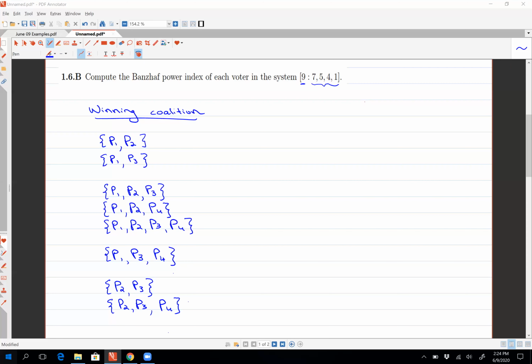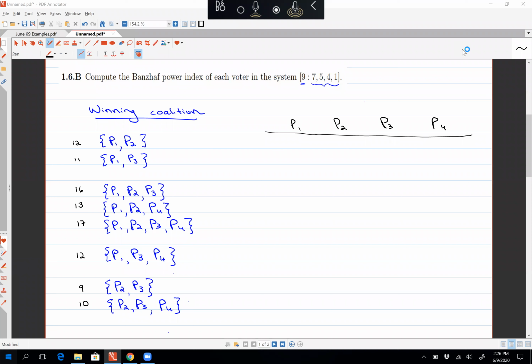And now we want to determine in each of these, if we list out the voters, P1, P2, P3, P4, whether they are critical in each coalition. So I'm going to sum up all the weights here. 1 and 2 together have 12 votes. 1 and 3 together have 11. And I'm just going to hit pause here for a minute and fill out all the vote totals. Okay, so you'll see the totals on the left have now been filled out. I know how many votes each coalition has.